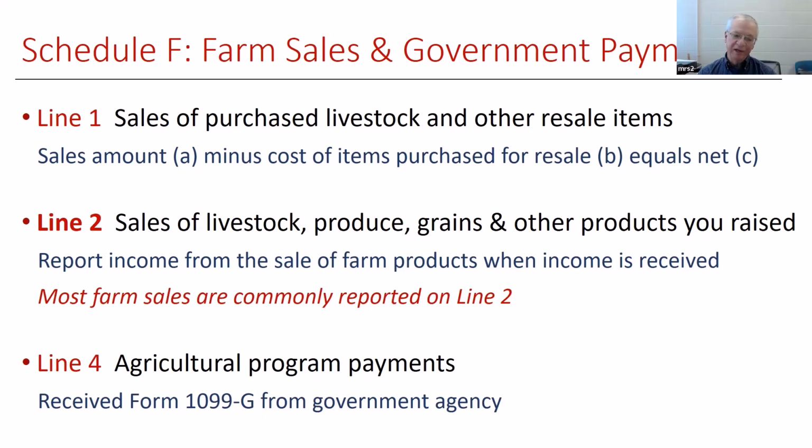On line 4, you're going to report agricultural program payments. If you participate in any agricultural programs through Farm Service Agency or NRCS, Natural Resource Conservation Service, and you receive money to put up, for instance, a high tunnel, or for disaster payments of that nature, and you receive a 1099-G to help you build that tunnel or for the disaster payments, essentially you're going to report that income on line 4. And you're going to report the full amount. There's very few situations in which you don't report the full amount on line 4.